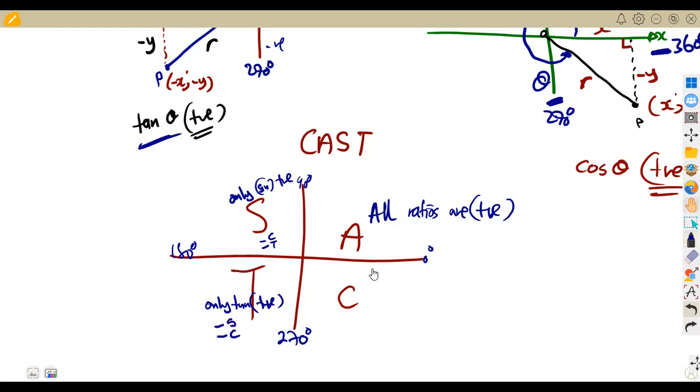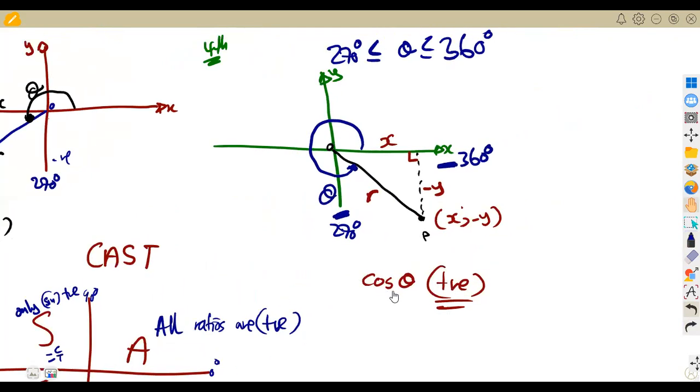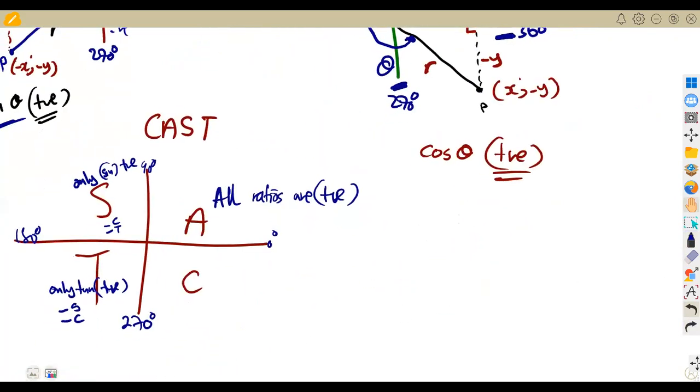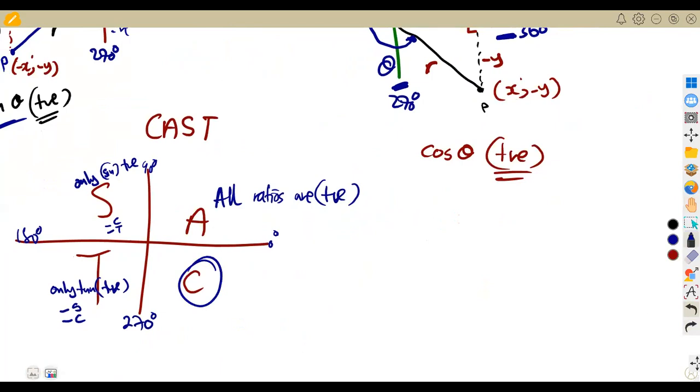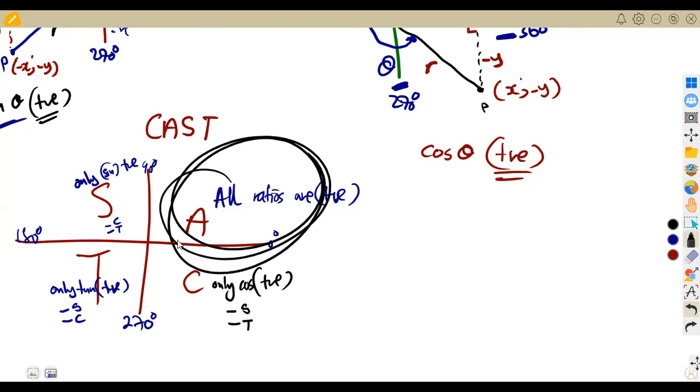And in the fourth quadrant, which is our last quadrant, I said it is the cos which is positive, and it is exactly what we see here from the CAST concept. The C represents cos. So it's only cos which is positive in this case. So what does it mean? It means sine is going to be negative, tan is going to be negative in that quadrant. So there is no quadrant where all ratios are positive except for the first quadrant.